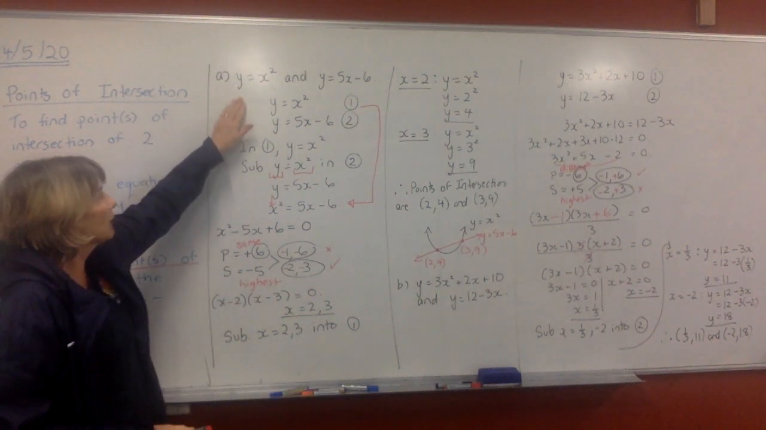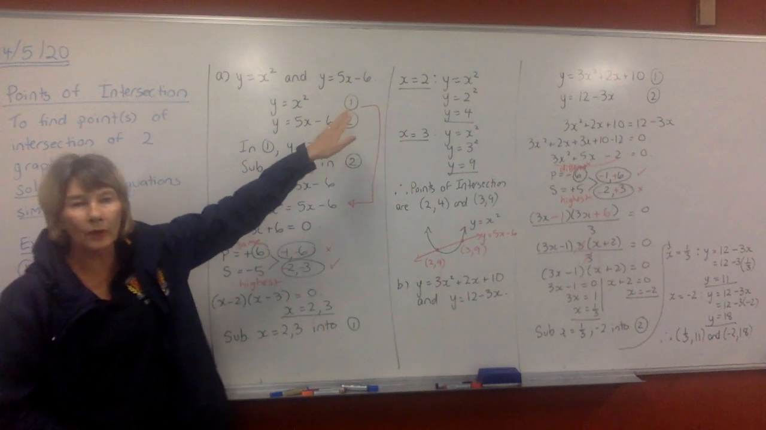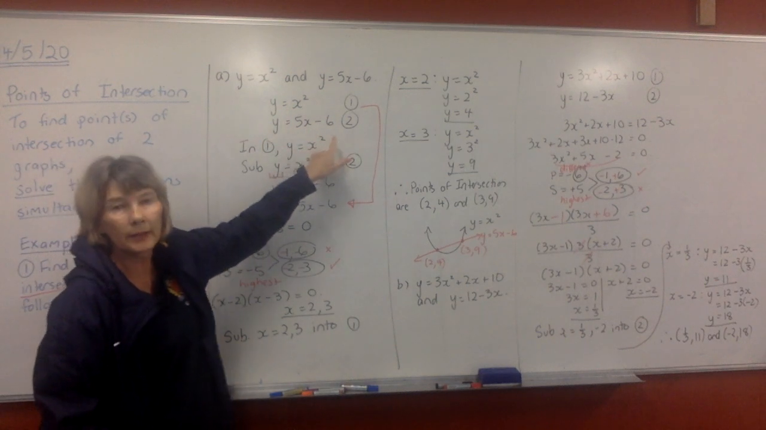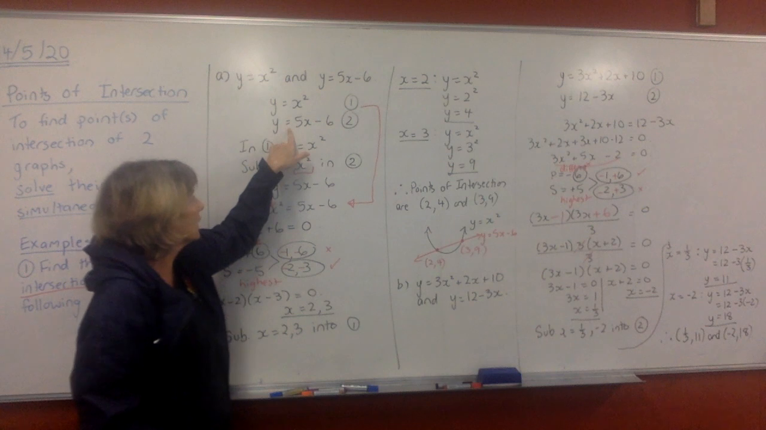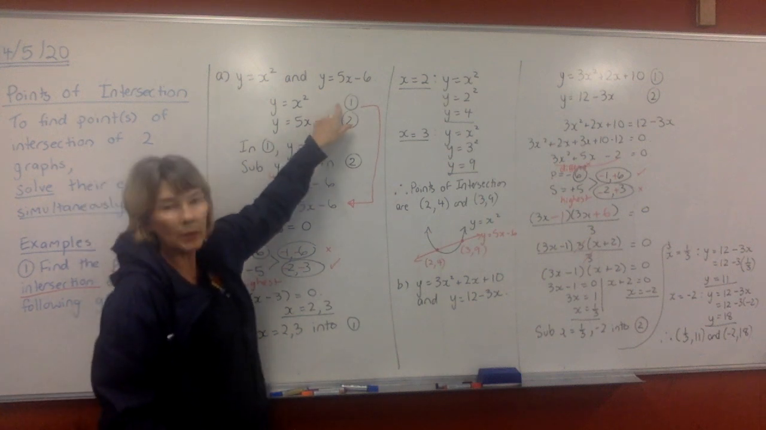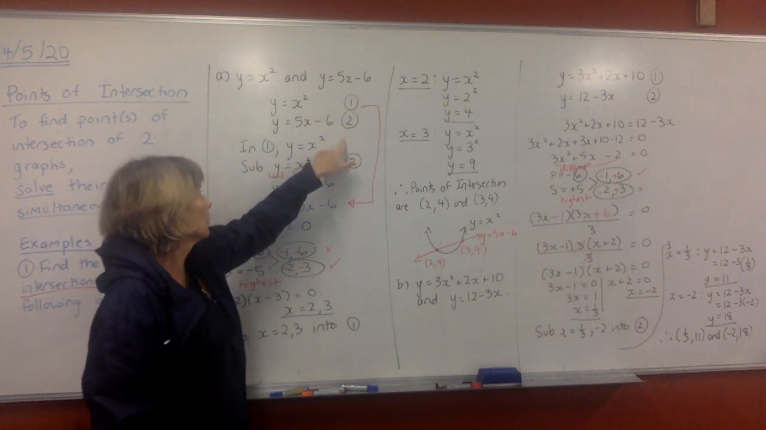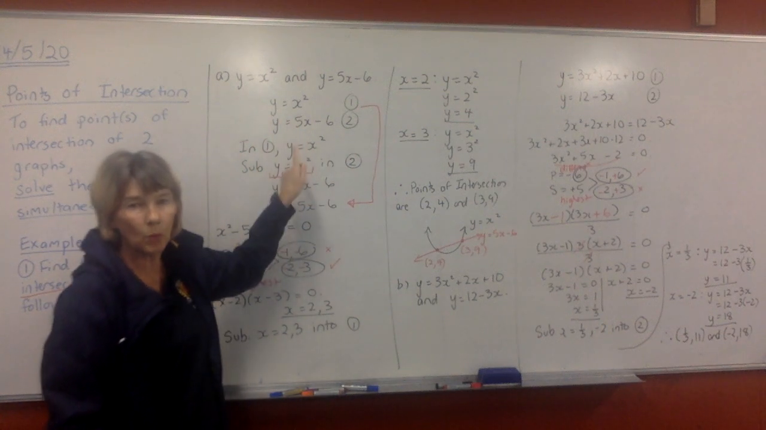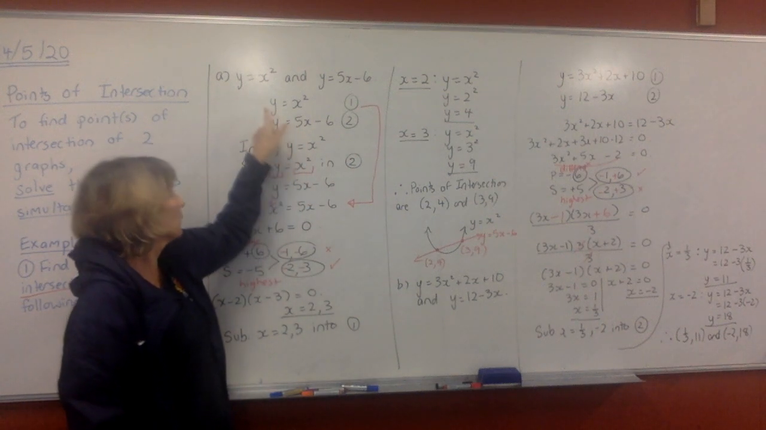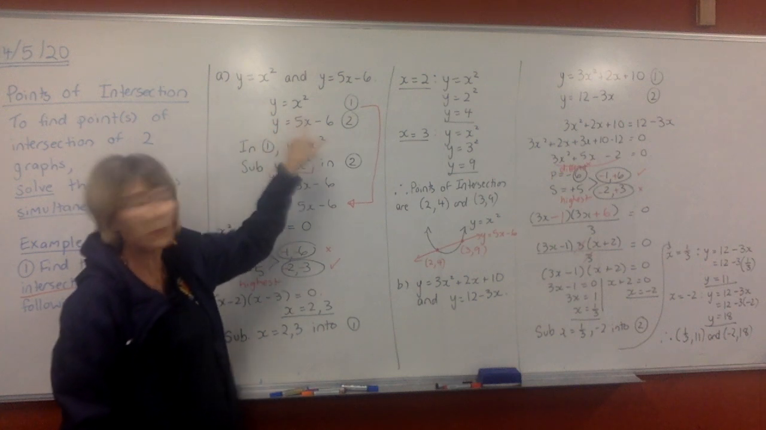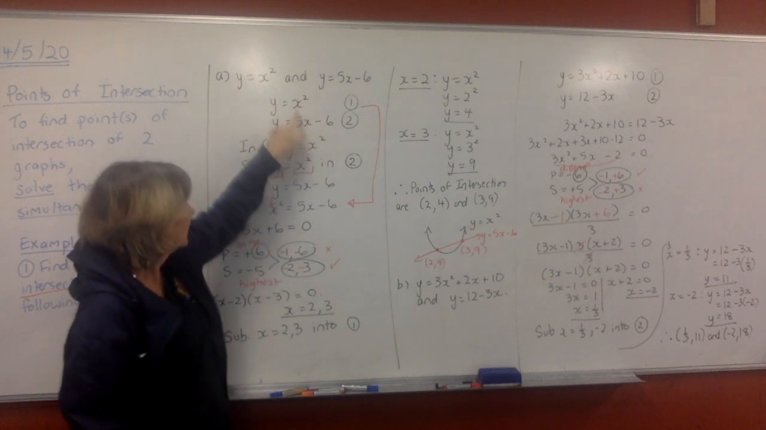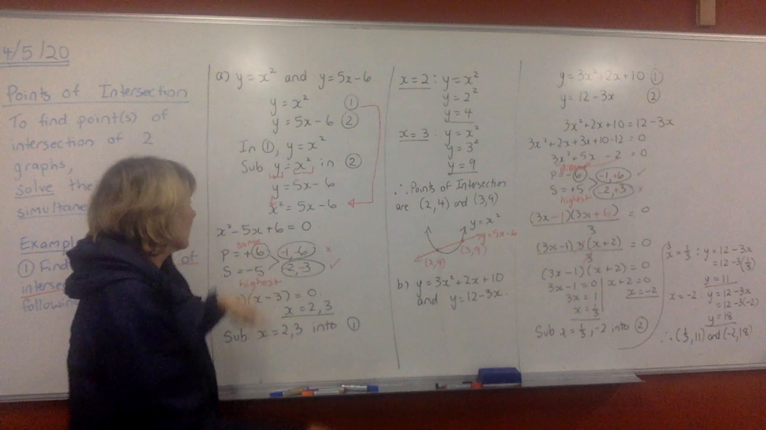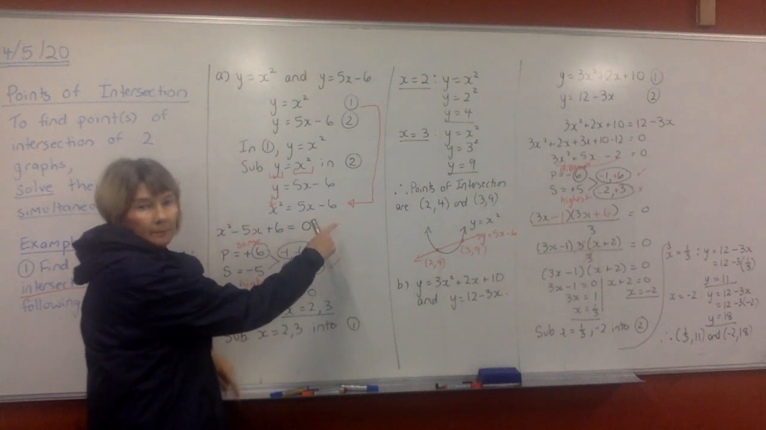First one gives us y equals x squared and y equals 5x minus 6. So we're going to write their two equations down underneath each other with the equal sign in line. That one's equation 1 and the other one's equation 2. Now, when I see that they're both equal to y, I go, all right, well, if y equals x squared and y also equals 5x minus 6, then x squared must equal 5x minus 6. So I go straight into this line here.